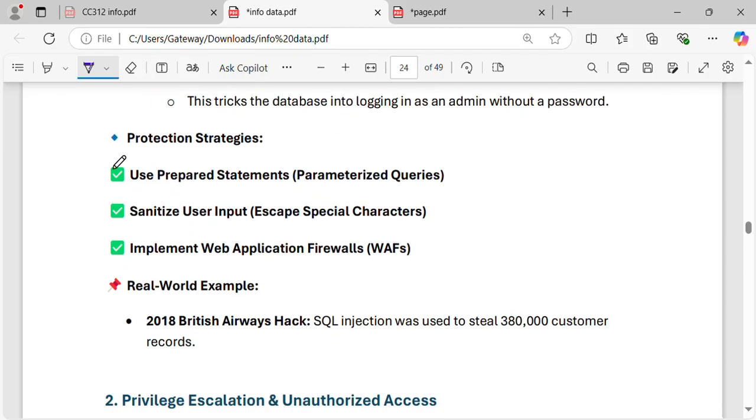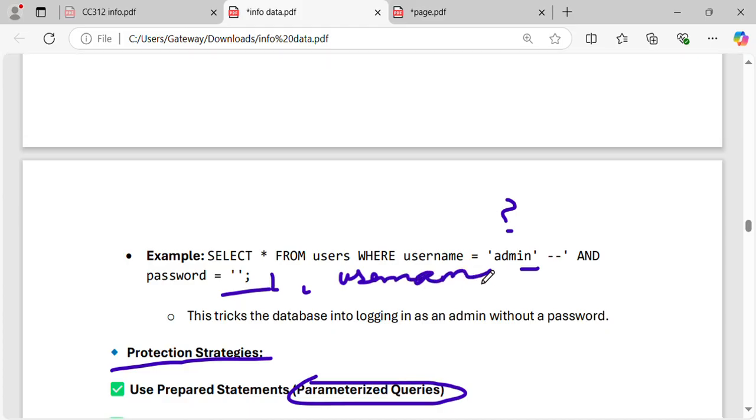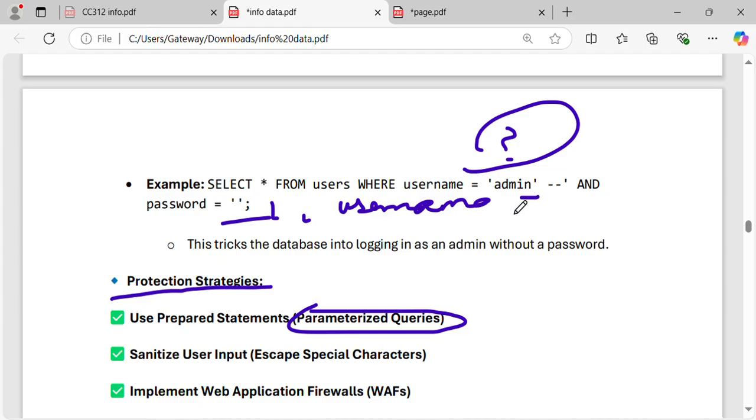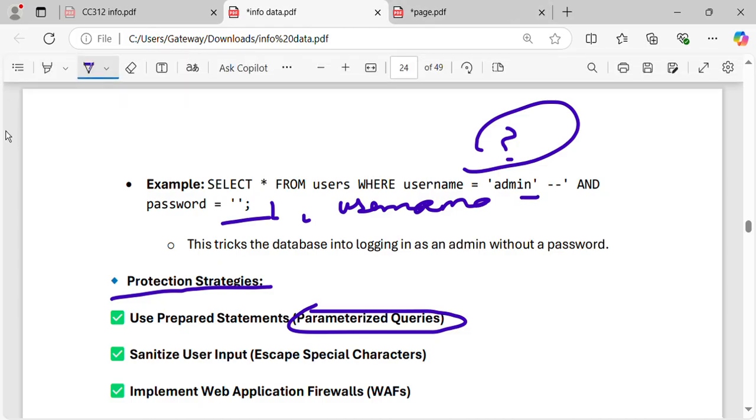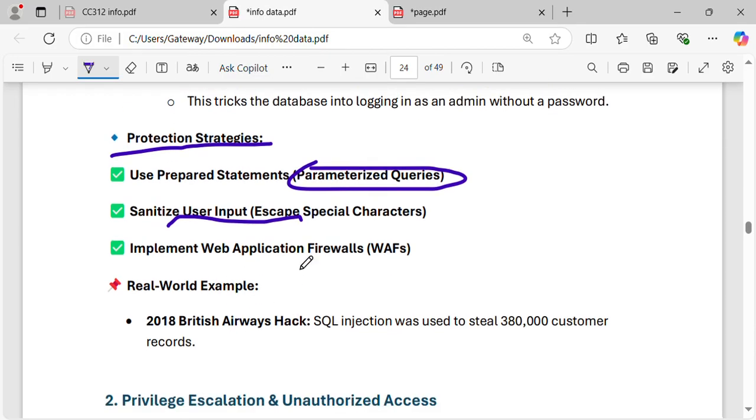Protection strategies: use prepared statements like parameterized queries. Instead of writing where username is admin directly, you should use a placeholder and then pass your username as a parameter. So you use a placeholder in place of the real value so that the attacker cannot easily exploit it. Sanitize user input and escape special characters like these ones. Implement web application firewalls.